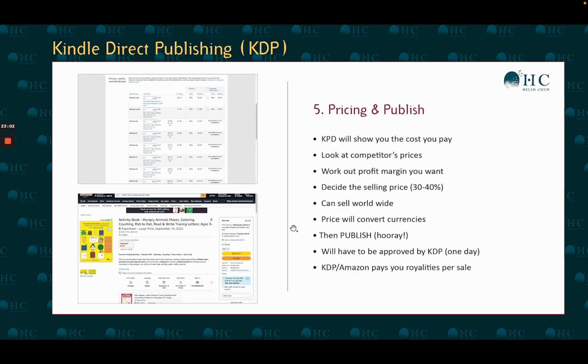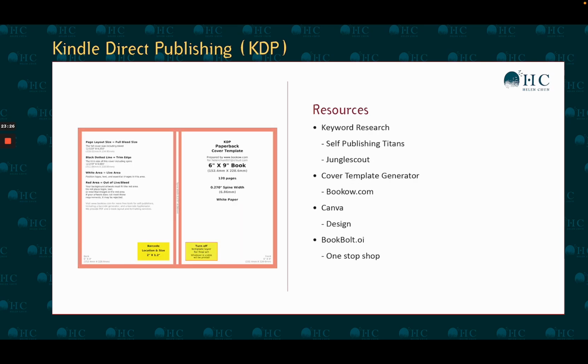Again, the prices are converted, and then you can publish. Amazon will have to approve it, which usually takes about 1 day, if not less. And once it's sold, KDP and Amazon pay you the royalty per sale.